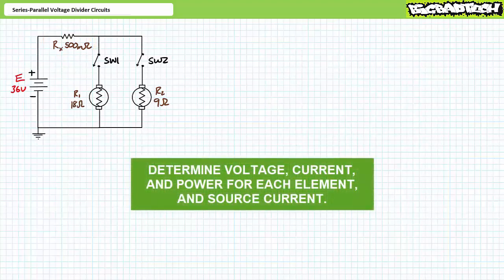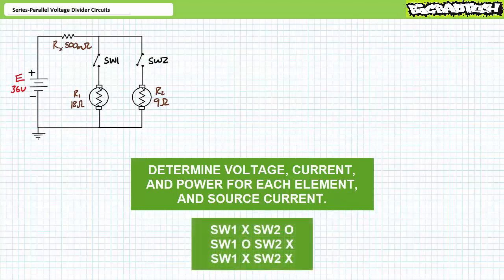As an exercise to the viewer, I invite you to solve for the voltage across, the current through, and the power consumed by each load in this system, as well as total power for 3 different scenarios. Scenario 1, switch 1 closed, switch 2 open. Scenario 2, switch 1 open, switch 2 closed. And finally, scenario 3, both switch 1 and switch 2 closed.